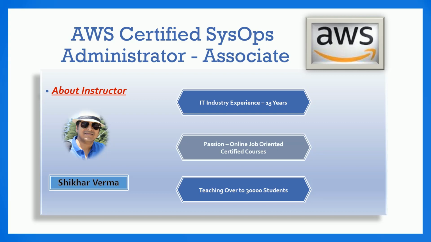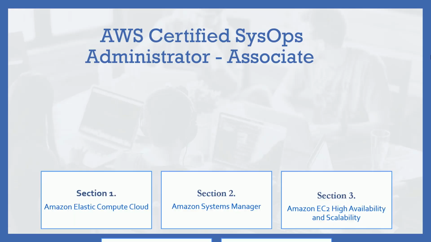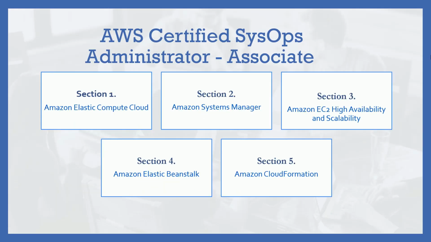So this entire course module has been divided into several sections. In section 1, I am going to discuss Amazon Elastic Compute Cloud. In section 2, Amazon Systems Manager. In section 3, Amazon EC2 High Availability and Scalability. And then Amazon Elastic Beanstalk and CloudFormation. So this entire course module is based on hands-on.